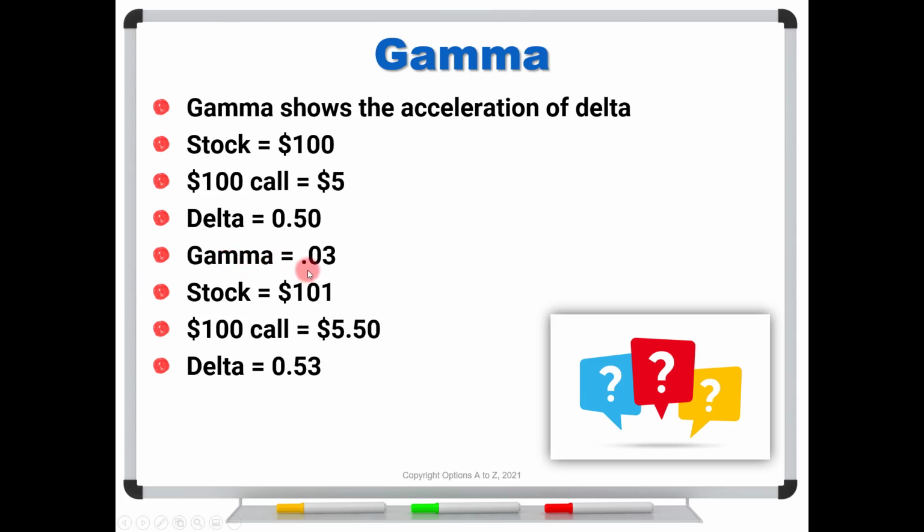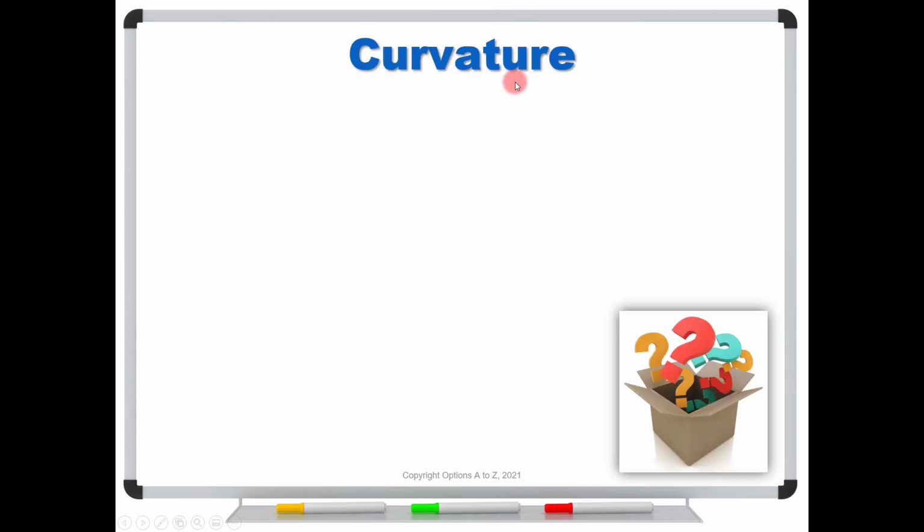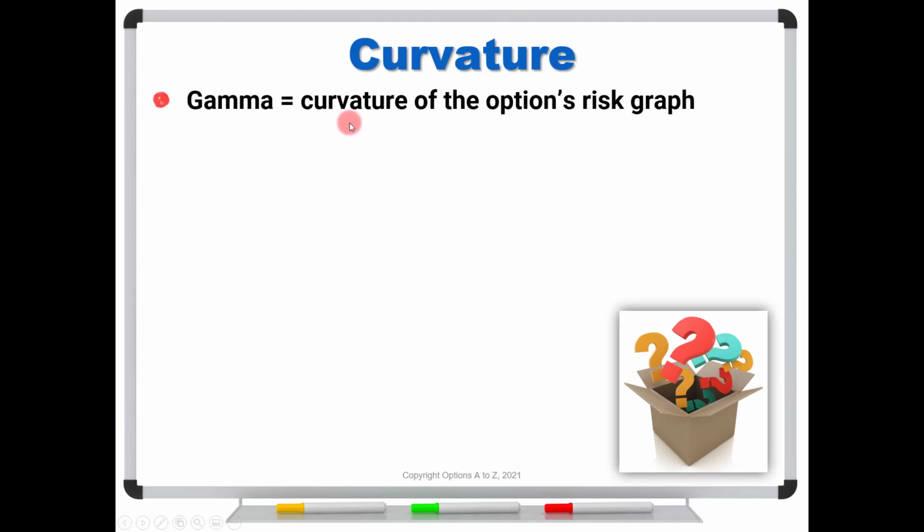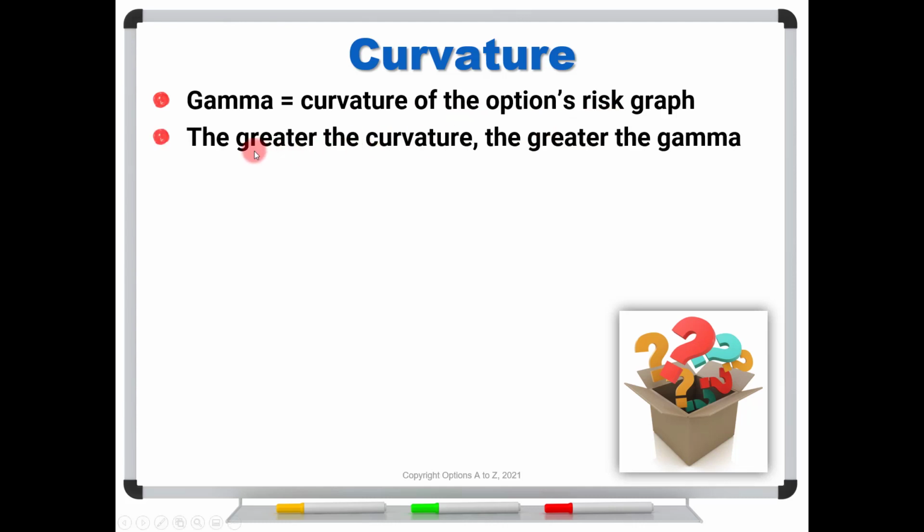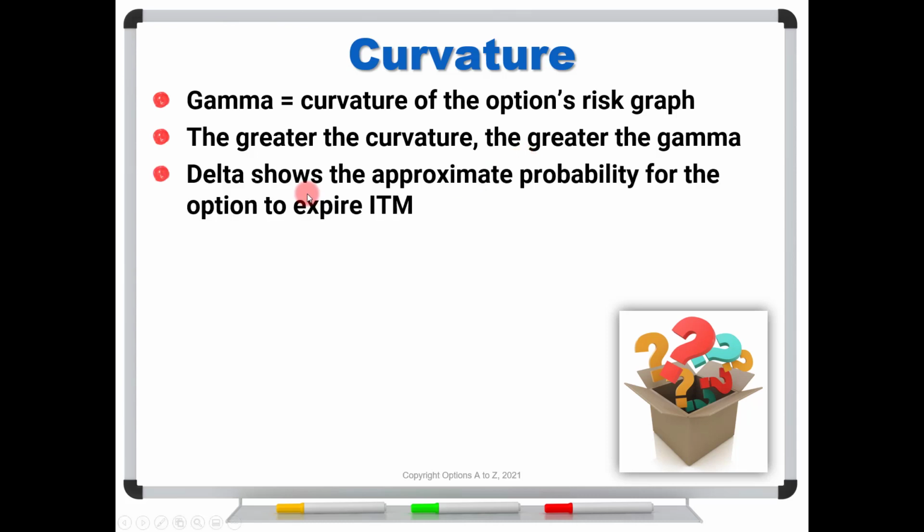But to understand how, when, why it changes, you have to also understand that gamma represents the curvature. And when I'm talking about curvature, I mean the curvature of your option's risk graph, that profit and loss diagram. Now, it turns out that the greater the curvature, the greater the gamma. So if you're at a point on this risk graph where that risk curve is really bent, then that's got a lot of gamma at that point. And you'll see why in a moment. But if it's fairly straight, then there's not a lot of gamma. So if you want to get good insights into how and why and where gamma is going to change, recall that delta shows the approximate probability for the option to expire in the money.